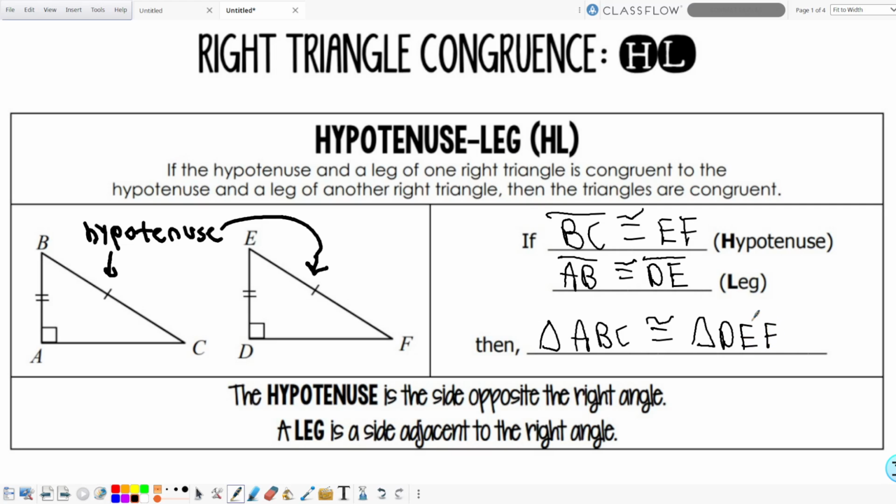It's probably the simplest congruence theorem to work with. So let's see how it goes. And just keep in mind it only works for right triangles. So if it's not a right triangle, there is no way it's hypotenuse leg.